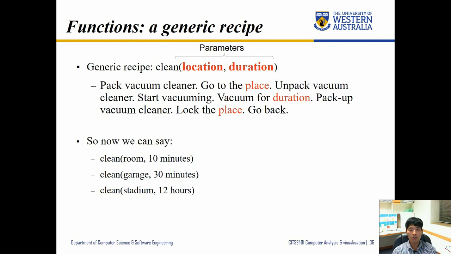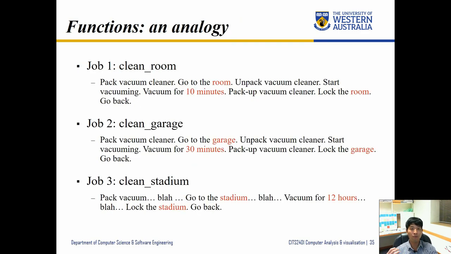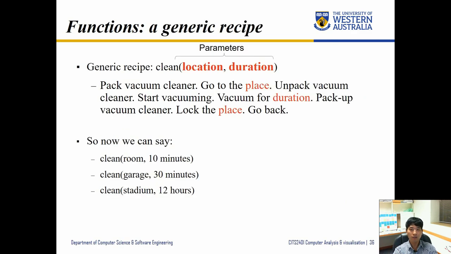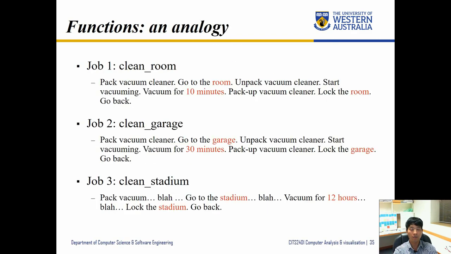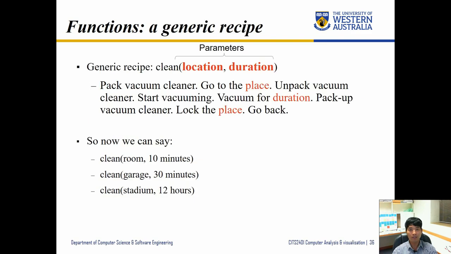Okay, so here we can rewrite it as: pack the vacuum cleaner, go to the place, unpack the vacuum cleaner, start vacuuming for the given duration, and then lock the place and go back. Now we can easily call the function with those parameters: clean room 10 minutes, clean garage 30 minutes, clean stadium 12 hours. When we put those arguments into the locations of the function, it will have exactly the same description as we did before. So we can use a single function to capture essentially the same thing by reducing the complexity.